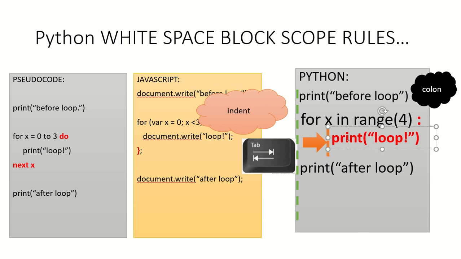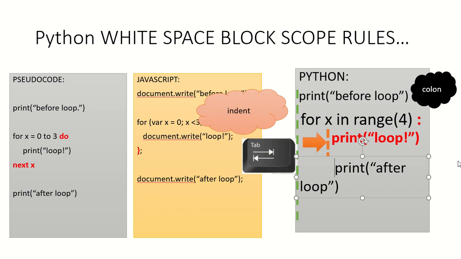You could have more than one instruction as long as they are all tabbed over, and Python will then know that they're inside the for loop. And the final piece of the puzzle that we need to know about is how do I unindent? How do I get back out of the loop? So let's suppose you had this print after loop instruction incorrectly also indented like this. Now what it will do is print loop but also print after loop 4 times because they are both inside the loop.